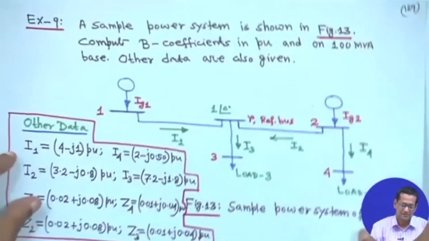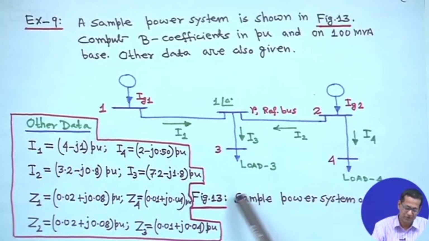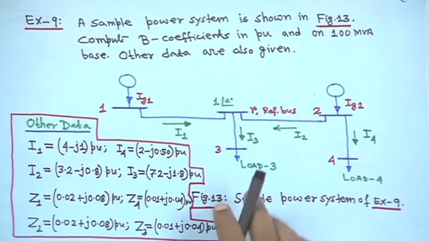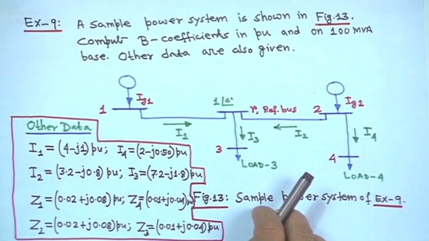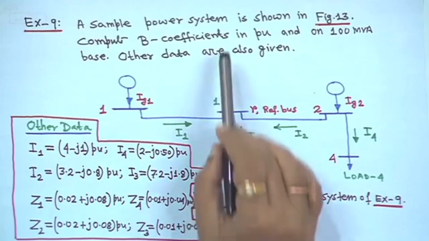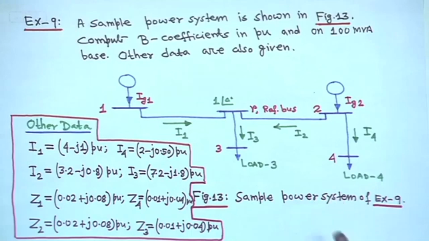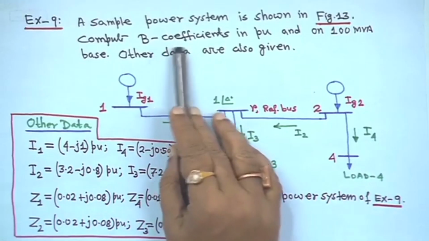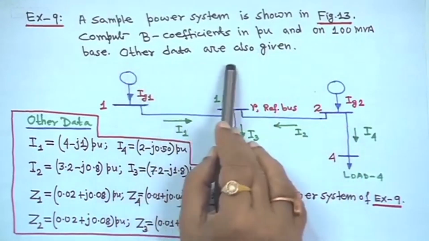So, here this example is taken like this. Here, one part of the A coefficient I will do for you, and the other part I will give the answer, but you will do it for yourself. A sample power system is shown in figure 13, and you have to compute the B coefficient in per unit on a 100 MVA base. Other data are also given.